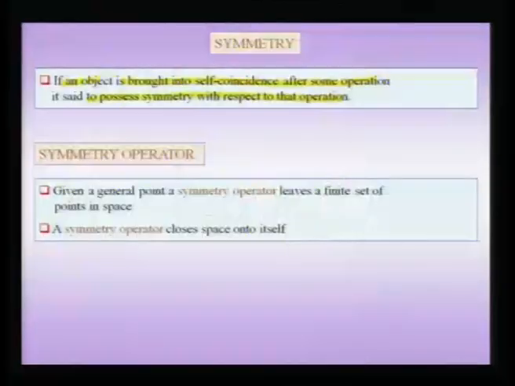So, if an object is brought into self-coincidence after some operation, it is said to possess symmetry with respect to that operation. So, naturally the question is, what is a symmetry operator? Given a general point, a symmetry operator leaves a finite set of points in space. That is, if I have a symmetry operator and a general point in space, then at the end of the symmetry operations, you end up with a finite set of points. In other words, you can describe a symmetry operator as that which closes space into itself.